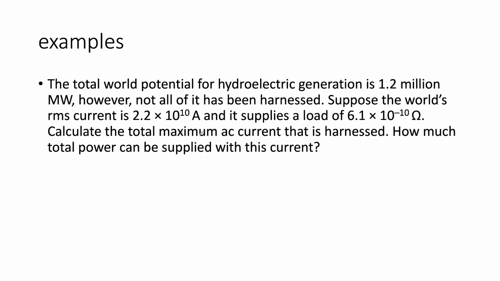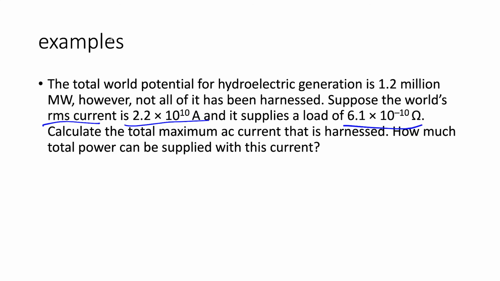And so the world's RMS current, root mean square current, is this value, 2.2 times 10 to the 10th, and that's our current. And the load overall is this resistance, 6.1 times 10 to the minus 10th. That goes all over the copper lines before it gets to the house. We want to know the maximum AC current and how much power can be supplied. So let's look at RMS.